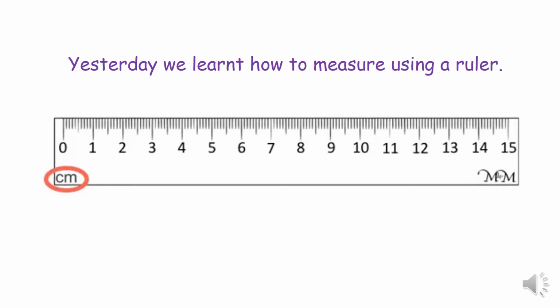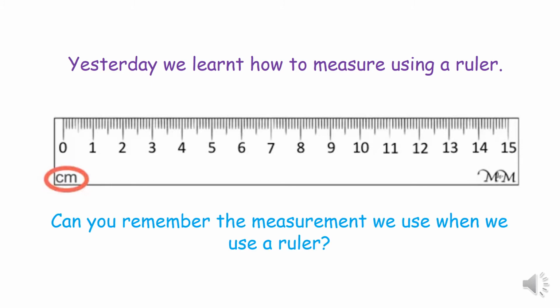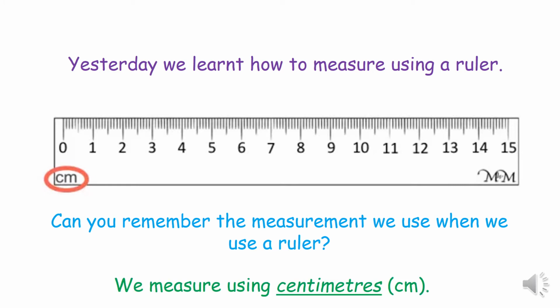Yesterday we learnt how to measure using a ruler. Can you remember the measurement we use when we use a ruler? It's circled in red on the screen. Good, you might be able to see the letters cm circled, and cm is short for the word centimetres. So when we measure using a ruler, we find out how long the item is, the longest side, we record the number, and then we write cm after to show us how many centimetres long something is.